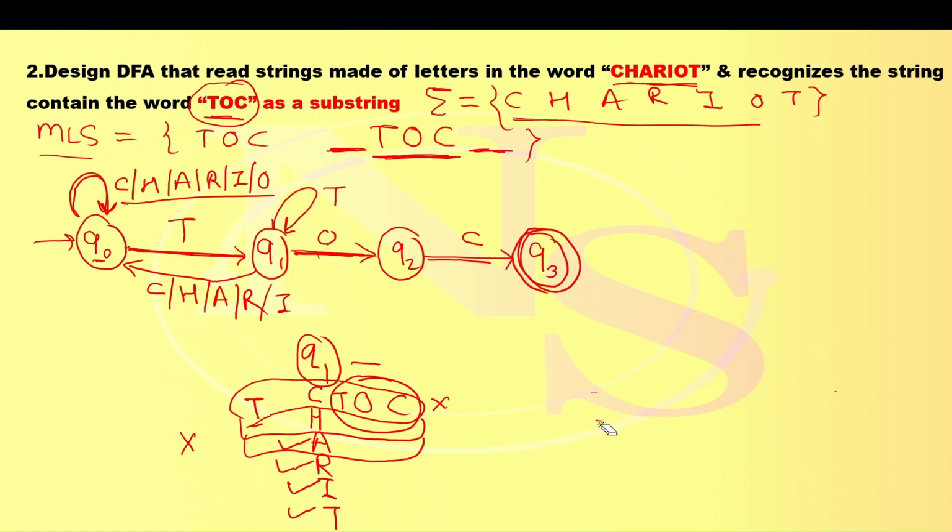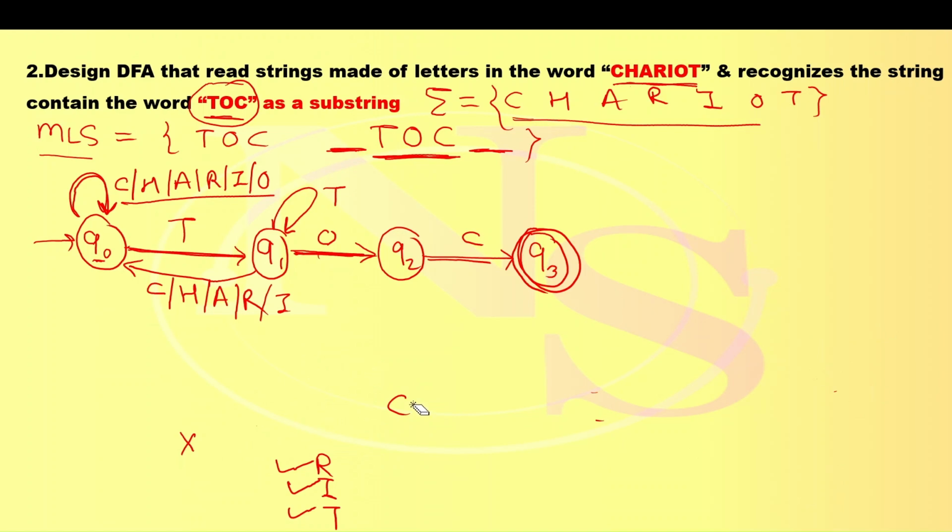So how to make Q2 deterministic? Write down Q2 first. For which symbol you are looking for a transition, write it. So Q2 I have written here. How to reach Q2? By reading TO. See, Q0 to Q1, Q1 to Q2, TO. How to reach Q3? By reading C. Now I am trying to find the path here. The symbol C is already covered from Q2. So other than C, what are those? H, A, R, I, O, T.